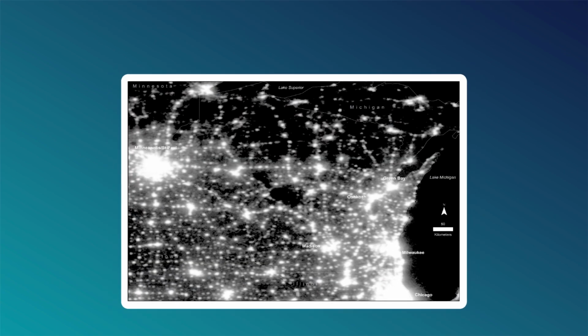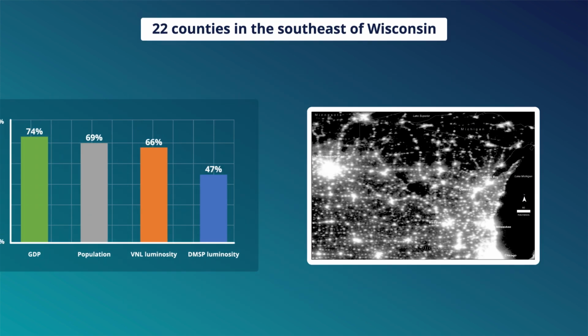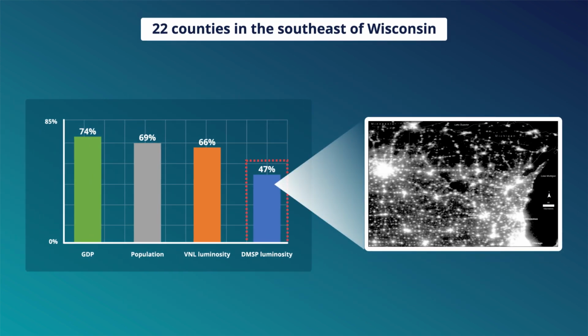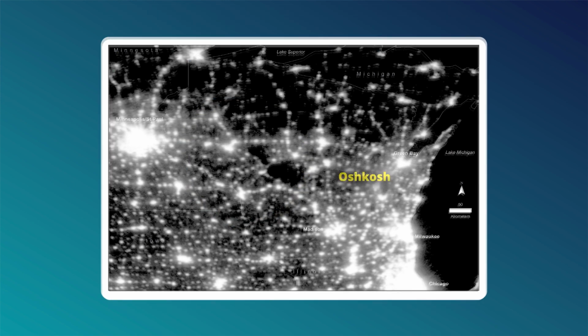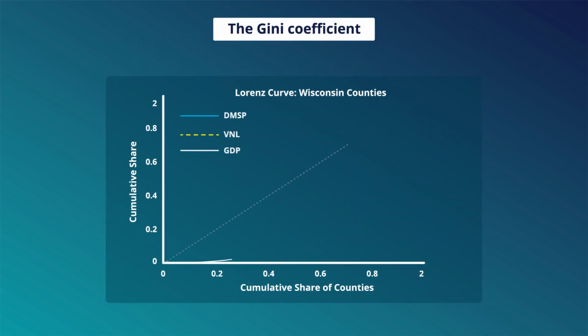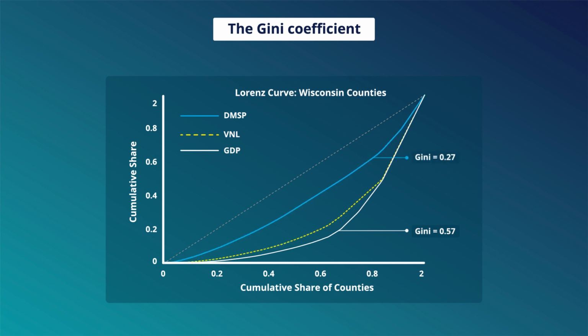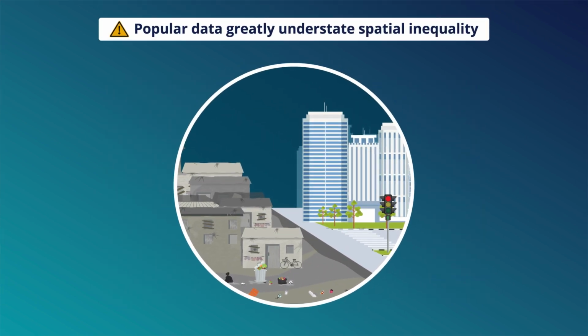Yet the widely used DMSP data paint a very different picture. Unlit areas seem illuminated in blurry DMSP images. Just 47% of DMSP light is from the southeast corner. The sparsely populated parts of the state with less economic activity seem to have a majority of lights. Notably, small towns like Oshkosh seem as brightly lit as Milwaukee. A common measure of inequality, the Gini coefficient, is only 1/2 as high using DMSP data compared to using VNL data. In other words, the popular data greatly understates spatial inequality.